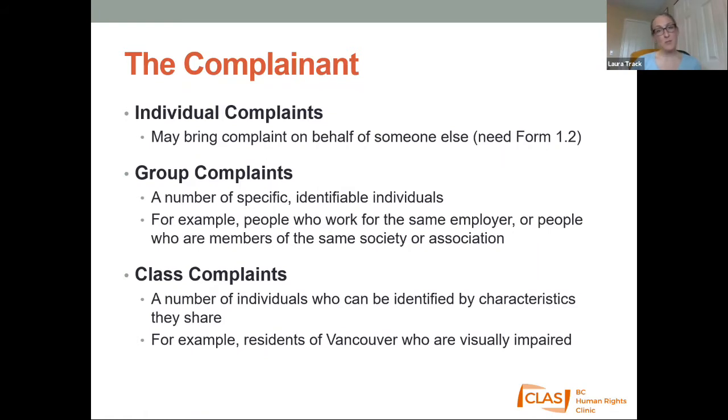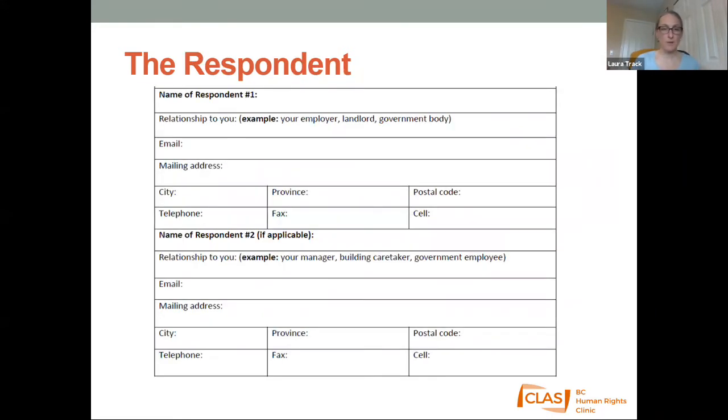Class complaints are also possible. That's a bit different than a group complaint in that the class is a group of people that are all defined by a certain characteristic. So a group of visually impaired people in Vancouver might bring a complaint on behalf of that entire class of people, all visually impaired people in Vancouver, and they might complain about a problem with transit, for example. So that's who can be a complainant.